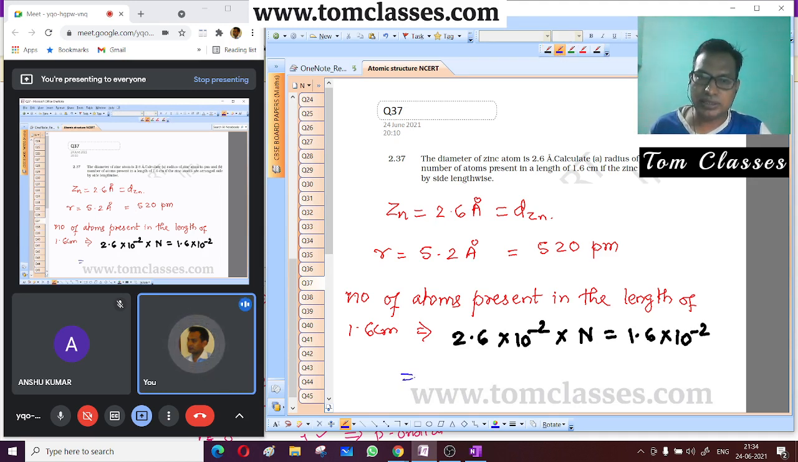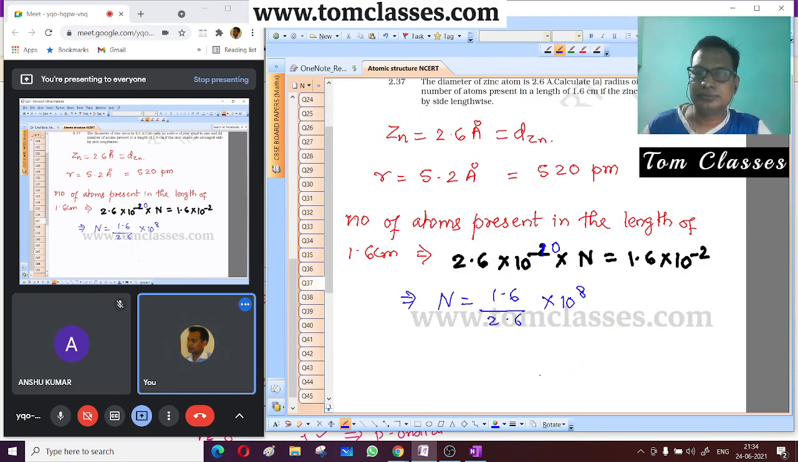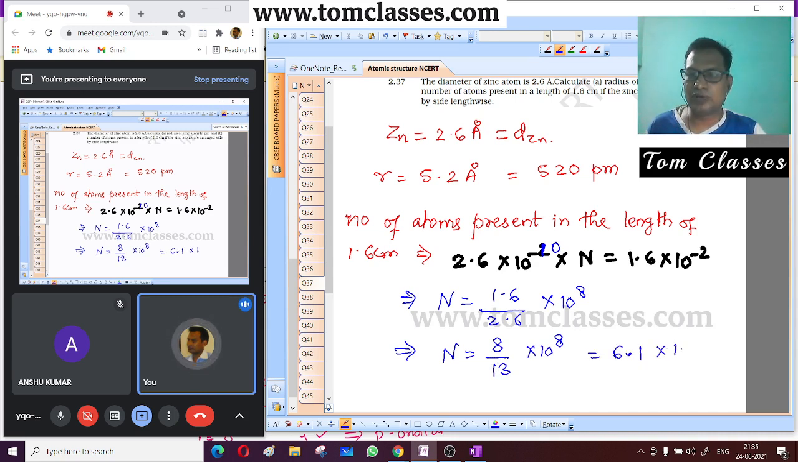So what is the number of zinc atoms? That is 1.6 upon 2.6, and since it is angstrom, this is 10 to the power 8. So the number of zinc atoms is 8 by 13 into 10 to the power 8. So this is how much? Almost 6, so 6.1 into 10 to the power 8 atoms.